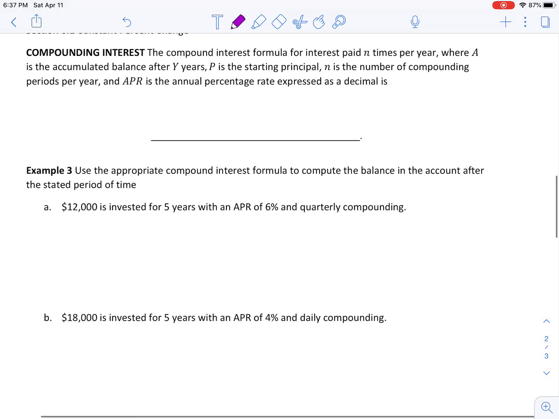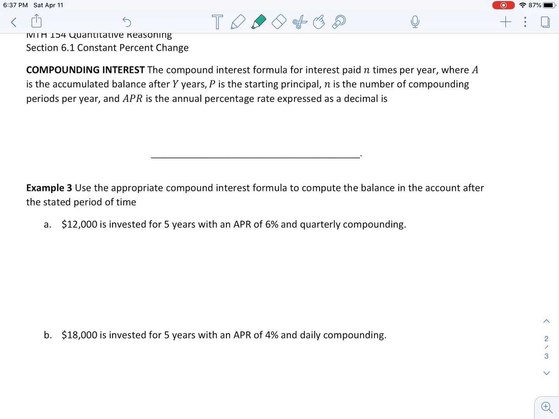So let's take a look at the compound interest formula, but a slightly different one, because the previous one was always compounding annually. This one is for when interest is paid n times per year, like semi-annually or monthly. Everything else is the same, where A is the accumulated balance after Y years, P is the starting principal, and n, which is new, is the number of compounding periods per year. Let me write down a couple of n's.